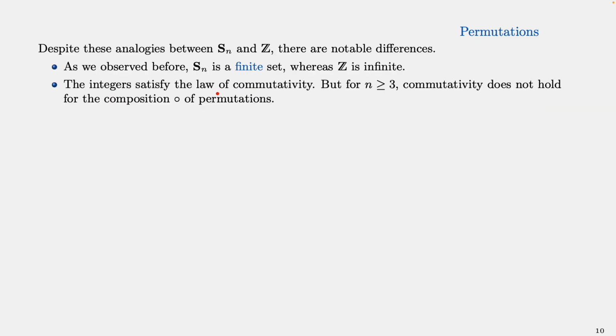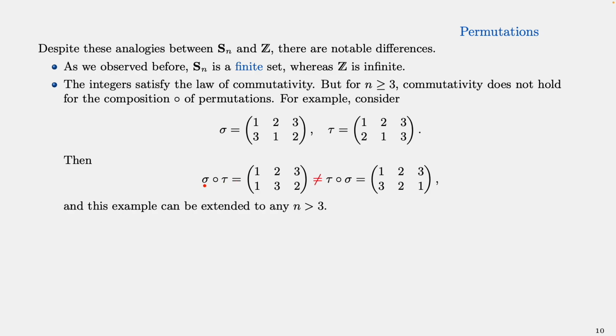The integers satisfy the law of commutativity, but for the permutations, beginning with number n greater or equal to 3, commutativity does not hold in general for permutations. Let's look at this example here. We have sigma, the permutation mapping 1 to 3, 2 to 1, and 3 to 2, and tau, the permutation that swaps 1 and 2 and fixes the element 3. And if we compose sigma after tau, we get the permutation 1 to 1, 2 to 3, and 3 to 2, so the permutation that swaps 2 and 3.